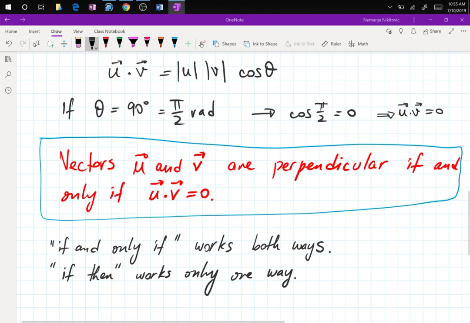That means that it works either way. If you have a dot product to be 0, it immediately means that vectors are perpendicular, or if you know that the vectors are perpendicular, you know that the dot product is 0 without computing it. So anytime you see if and only if, you are allowed to read that theorem back and forth, and you can use it in either way. But if you have if then, it's only one way, and you can never go back.